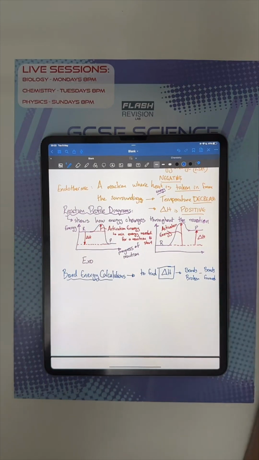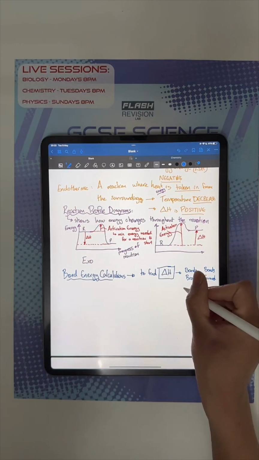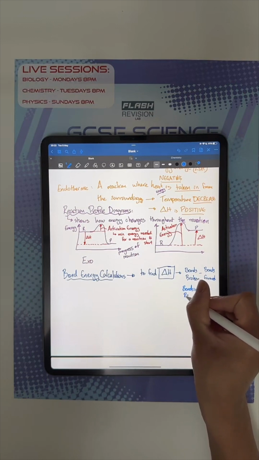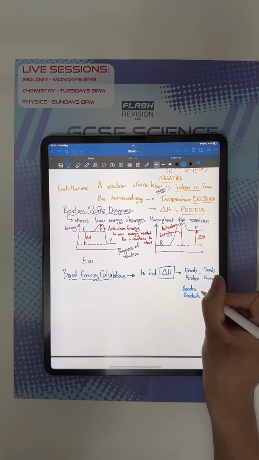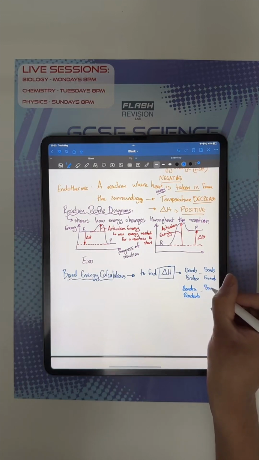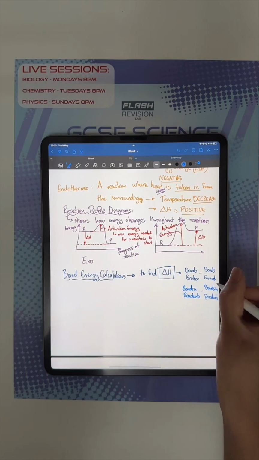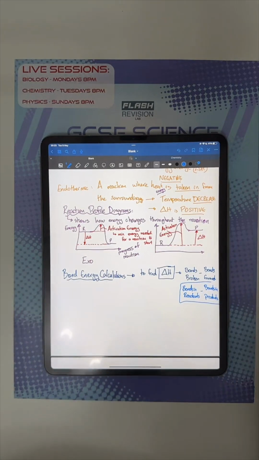I'll show you how to do it in a second. Another way to think about this is just do the bonds in the reactants minus the bonds in the products. Okay, so remember that we're going to use that.